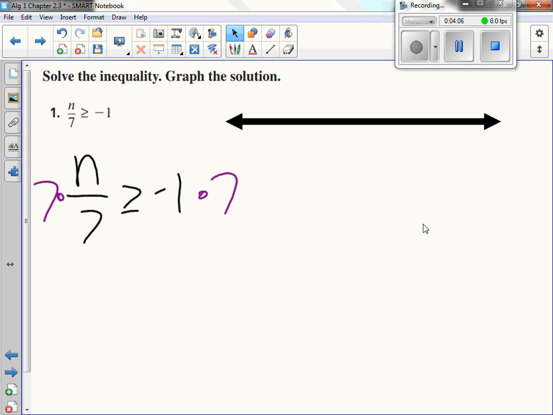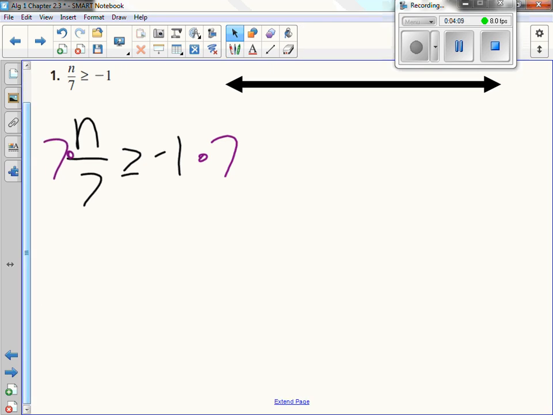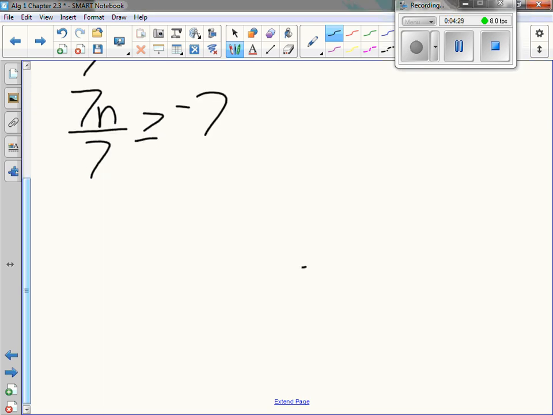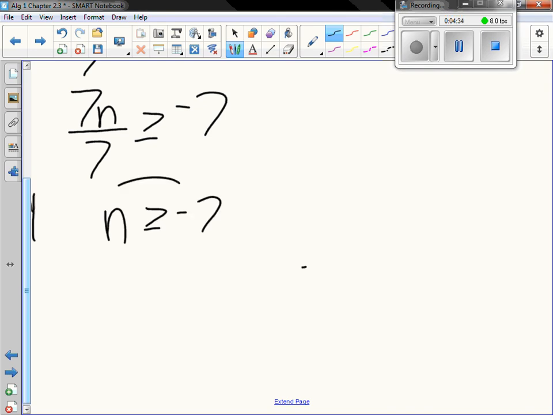And I'm going to write it out this time. When we multiply both sides by 7, we multiply the top. So what we will get is 7n over 7 is greater than or equal to negative 1 times 7, which gives us negative 7. Anything divided by itself is 1, so 7 over 7 would reduce to just n. So we get that n is greater than or equal to negative 7. We multiplied both sides by 7, and it's simplified, giving us n is greater than or equal to negative 7.